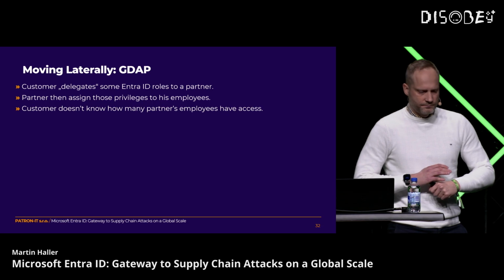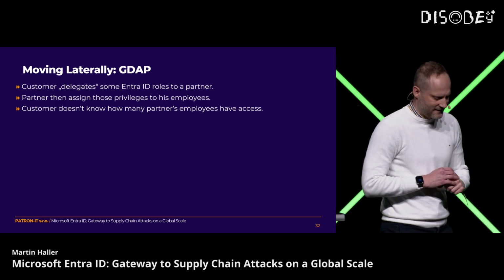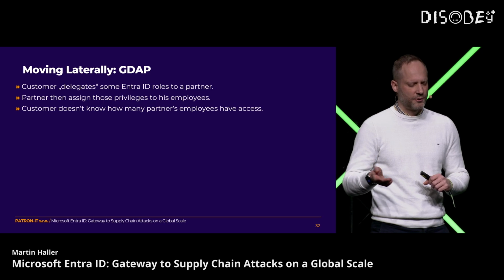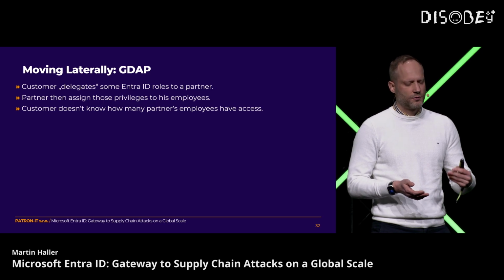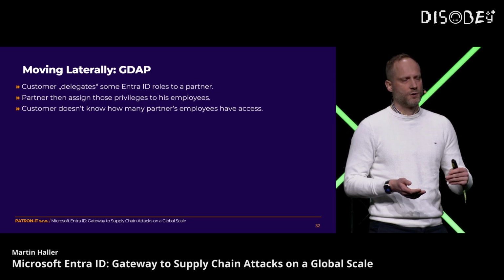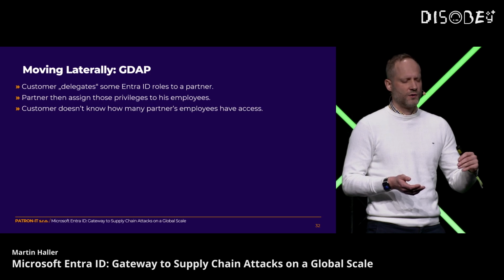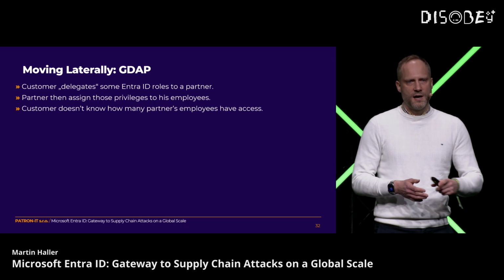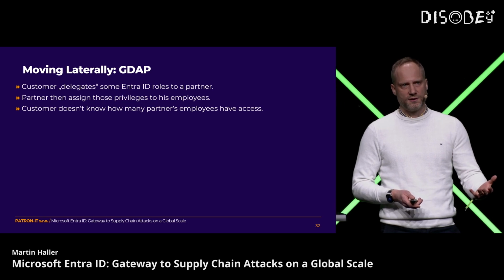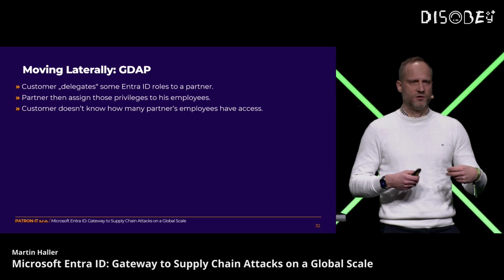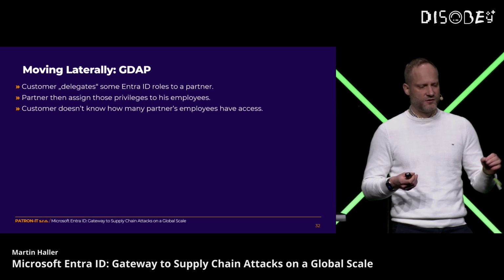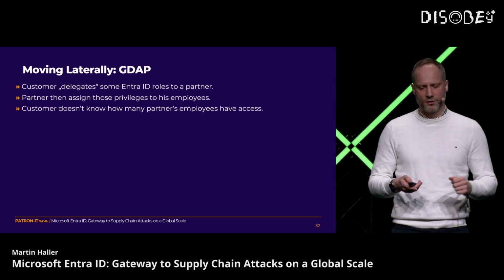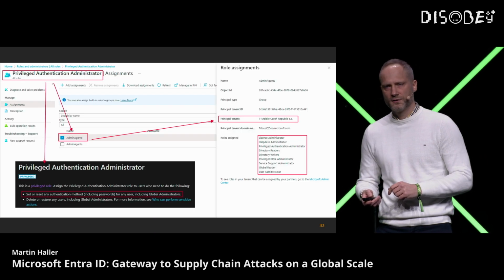GDAP works like this: we send a request to a customer and we say, look, we would like to help you manage your environment and we would like to have roles like global admin or user admin or help desk administrator. And the customer just accepts it. And when he accepts it, me as an administrator of the partner, I can select which of my colleagues can access that customer.